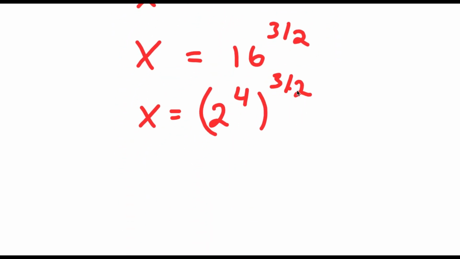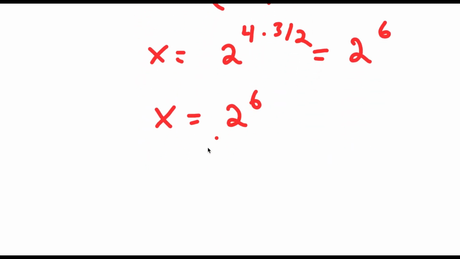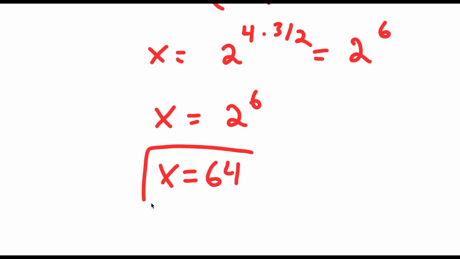So (2 to the power of 4) to the power of 3/2, that's going to equal 2 to the power of 4 times 3/2, which is equal to 4 times 3 is 12, 12 divided by 2 is 6, so 2 to the power of 6. So if x is equal to 2 to the power of 6, and 2 to the power of 6, that's going to equal 64. So I have x is equal to 64.